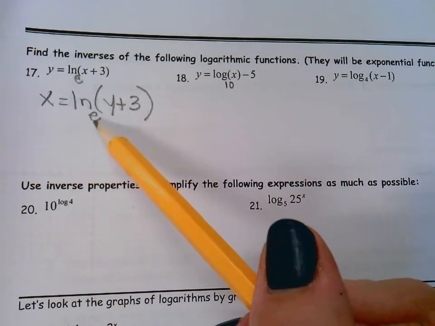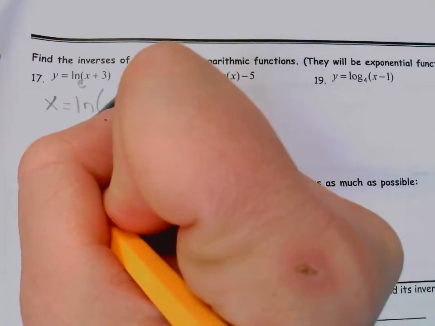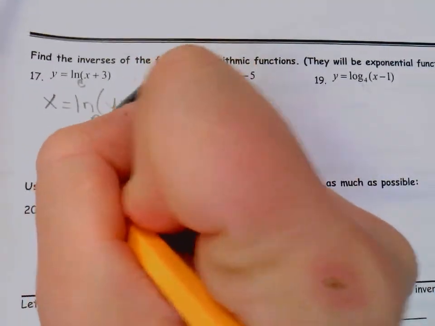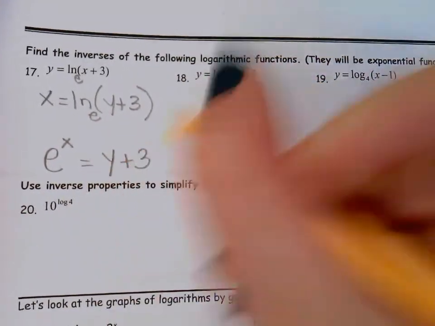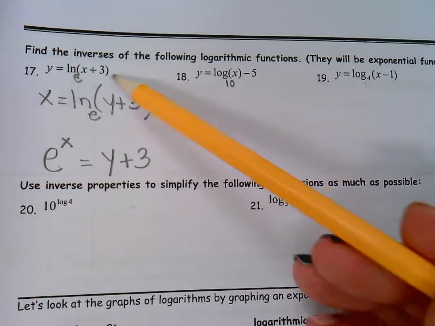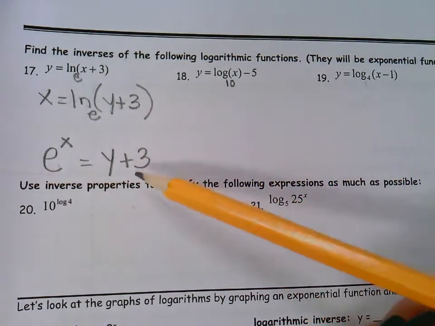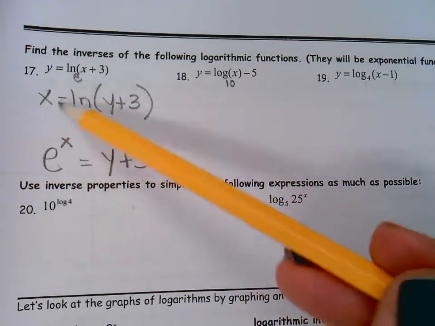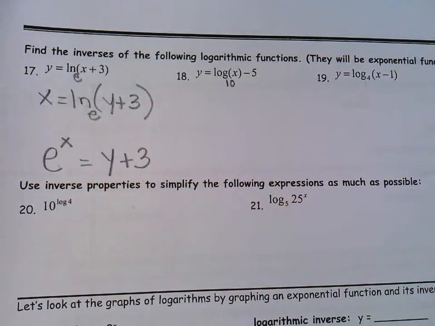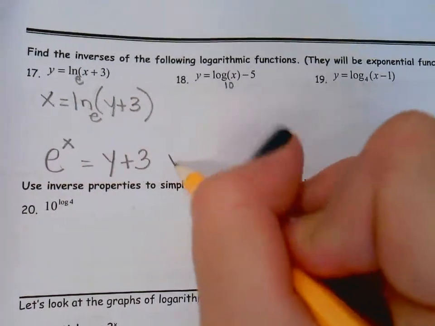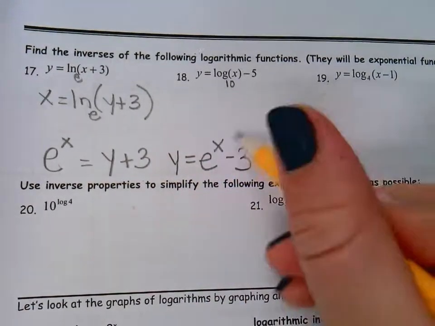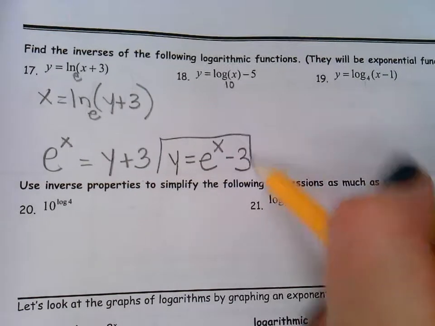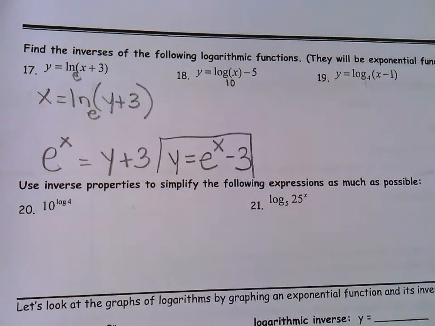So if I have the base, I'm going to rewrite this as the exponential expression e to the x power equals y plus 3. So the stuff inside the log now gets to go free, and then the stuff that was outside becomes that exponent. So what would be my last step to get y by itself? Subtract 3, and the minus 3 is going to be the downshift. It's not going to subtract 3 in the exponent.